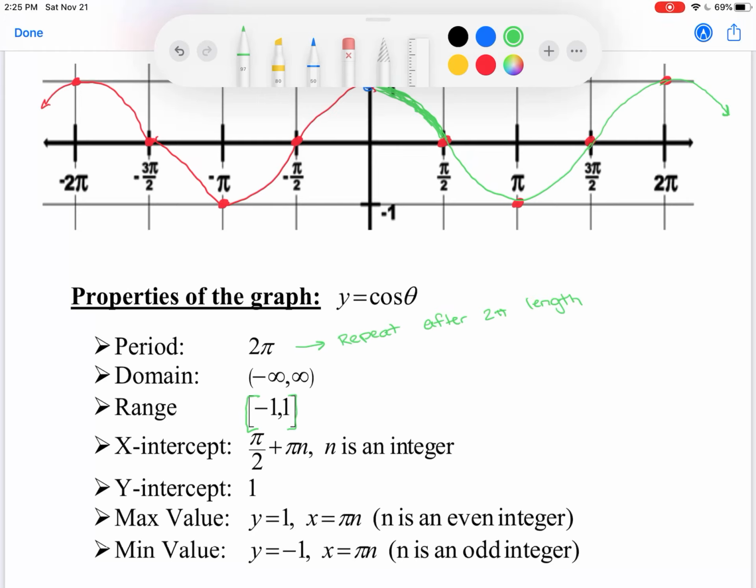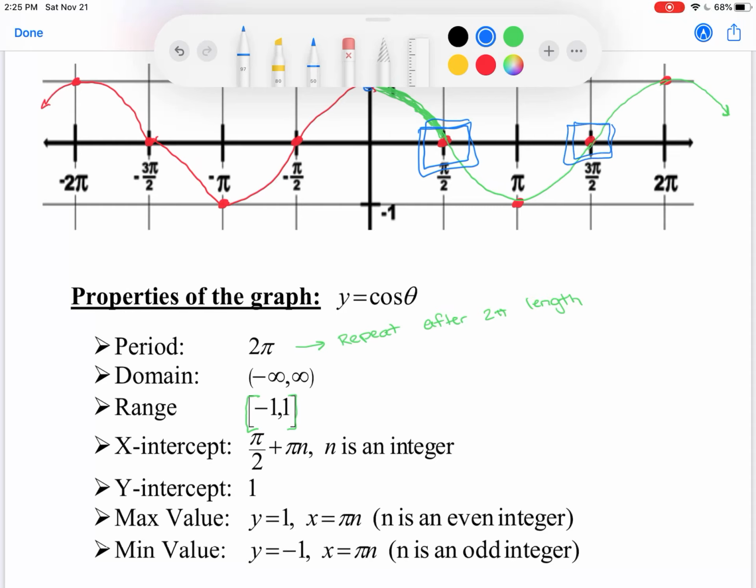As for your range, it's the same idea. Your y values. Well, what's the lowest y value? And then what's the highest y value? So the lowest was -1, while the highest was +1. And again, please notice that there are brackets on those values yet again, because it could equal those exact numbers.